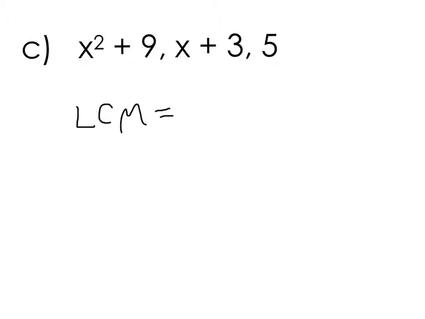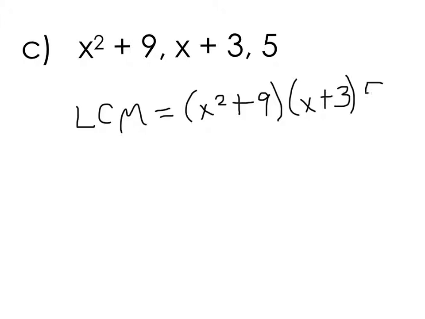So our least common multiple will have a factor of x squared plus 9, a factor of x plus 3, and a factor of 5. Don't multiply it out. Leave it written as a product so we can use it for the next step.